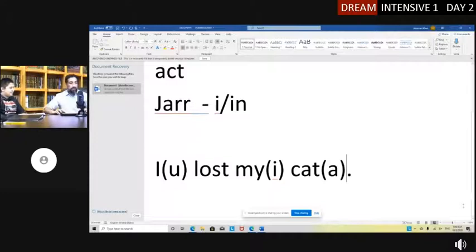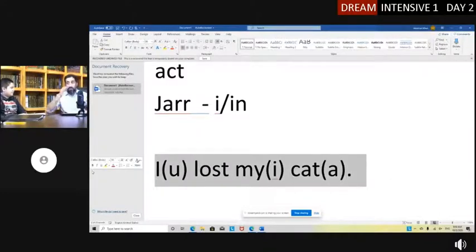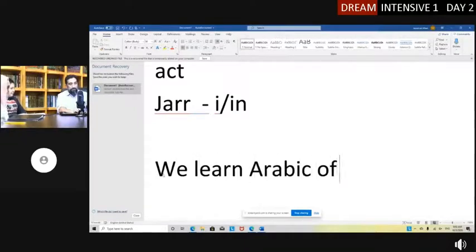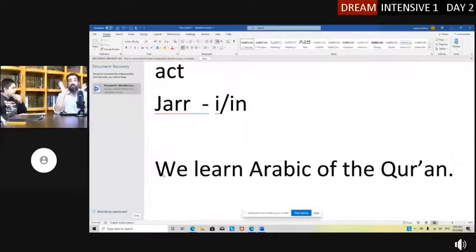Now you're gonna try to do that for me. We're gonna do this in English first. We learn Arabic of the Quran. So first of all, what's the fi'l? Learn. You guys agree? Everybody should agree. Learn is the fi'l. So I'm gonna make learn red so we understand what our job is first, to find the fi'l.